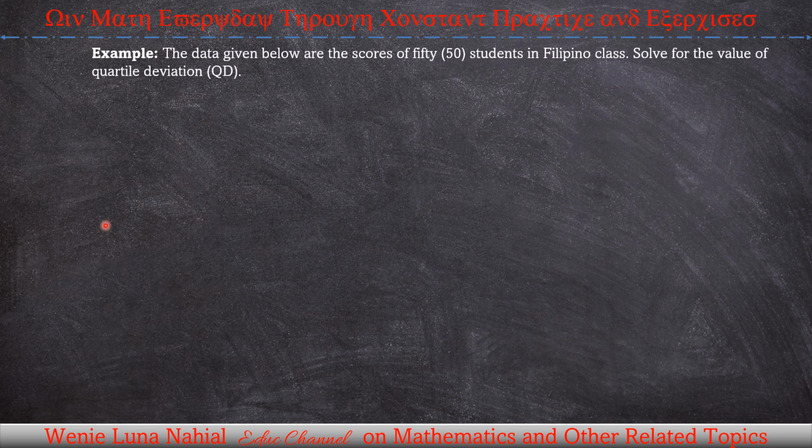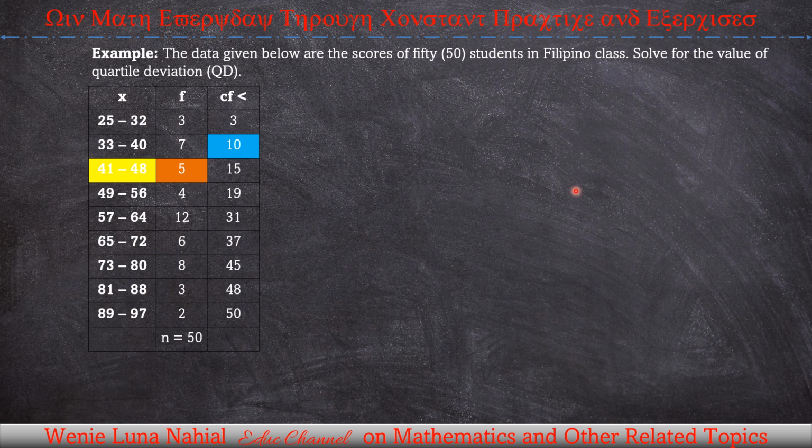Next, we have here another illustration. The data given below are the scores of 50 students in Filipino class. Solve for the value of the quartile deviation. So we have here this one. So this is now a group data. So we have to solve for Q1. So our n here is 50. Then divided by 4, you have 12.5.